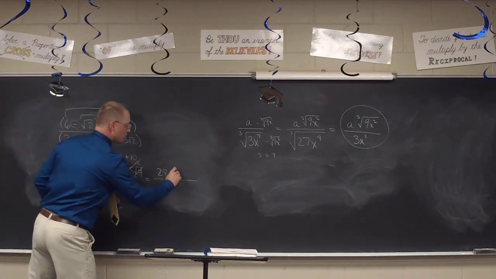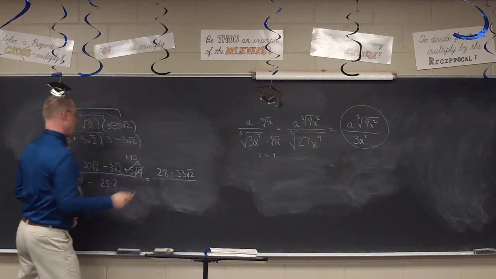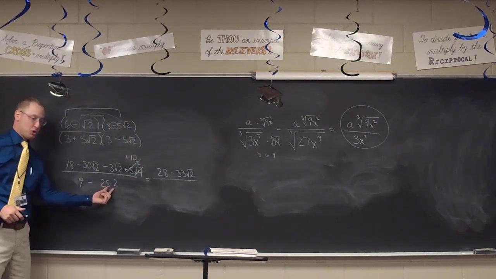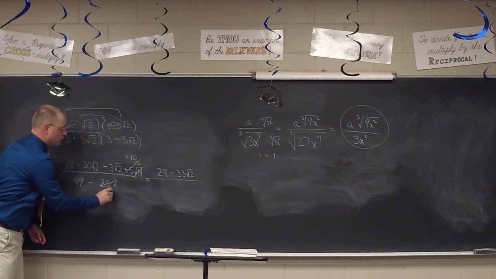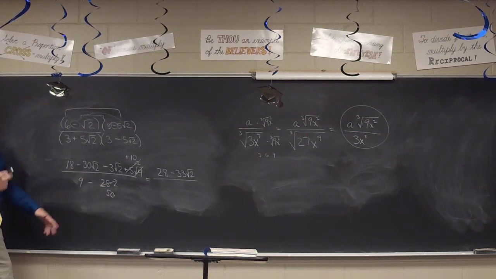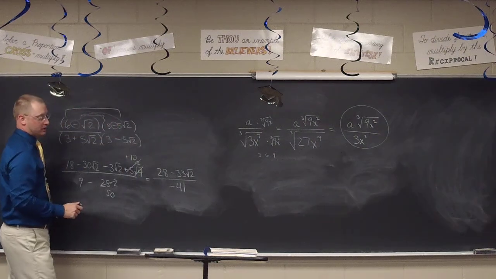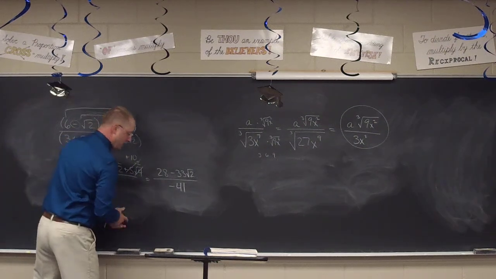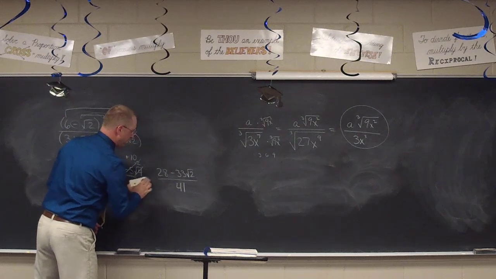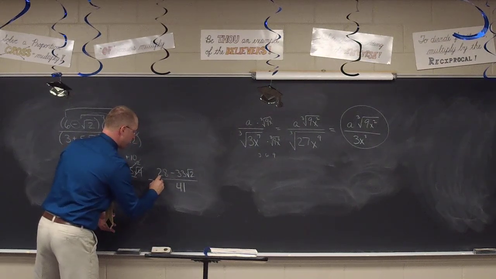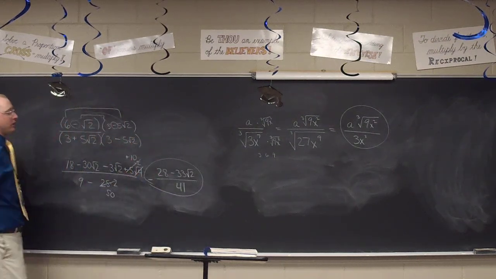Negative 33 square root of 2. And then in the denominator, Dylan, I've got this 25 times 2, of course that becomes a 50. So really this says 9 minus 50. Negative 41. But I don't want to leave the answer like this, class. Slide the negative out to the front. So we'll remove it from the bottom and put it in front of the fraction bar, and there's our answer there.